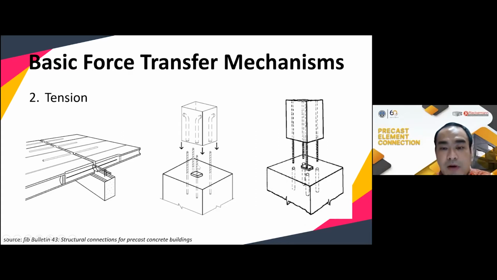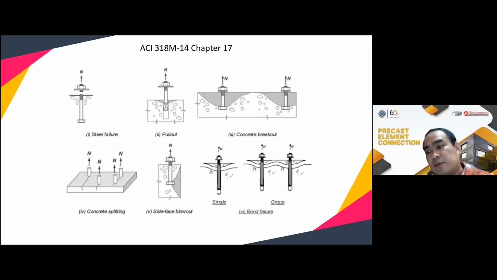So one will be in compression, one will be in tension. When we design for tension, there are, in ACI 318 Chapter 17, some possible failure modes that we need to consider. One is the steel failure, and then the pull-out failure, and then the concrete breakout or concrete splitting, side-face blowout, and bond failure. All of this can be seen further in Chapter 17 of the ACI code.